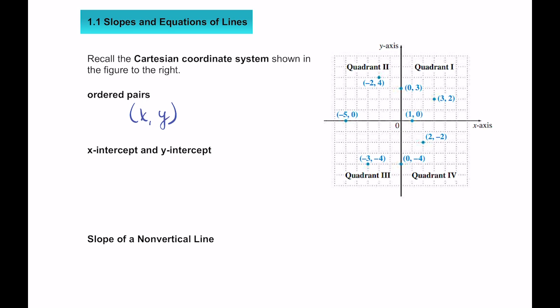And the axes also divide the coordinate plane into 4 quadrants. You've got quadrant 1, quadrant 2, quadrant 3, and quadrant 4. And we read these starting in the top right, and we go counterclockwise. We have specific ordered pairs, which are called the x and y intercepts. This is just the x and y values of a point where the graph of an equation crosses the x-axis and the y-axis, respectively.